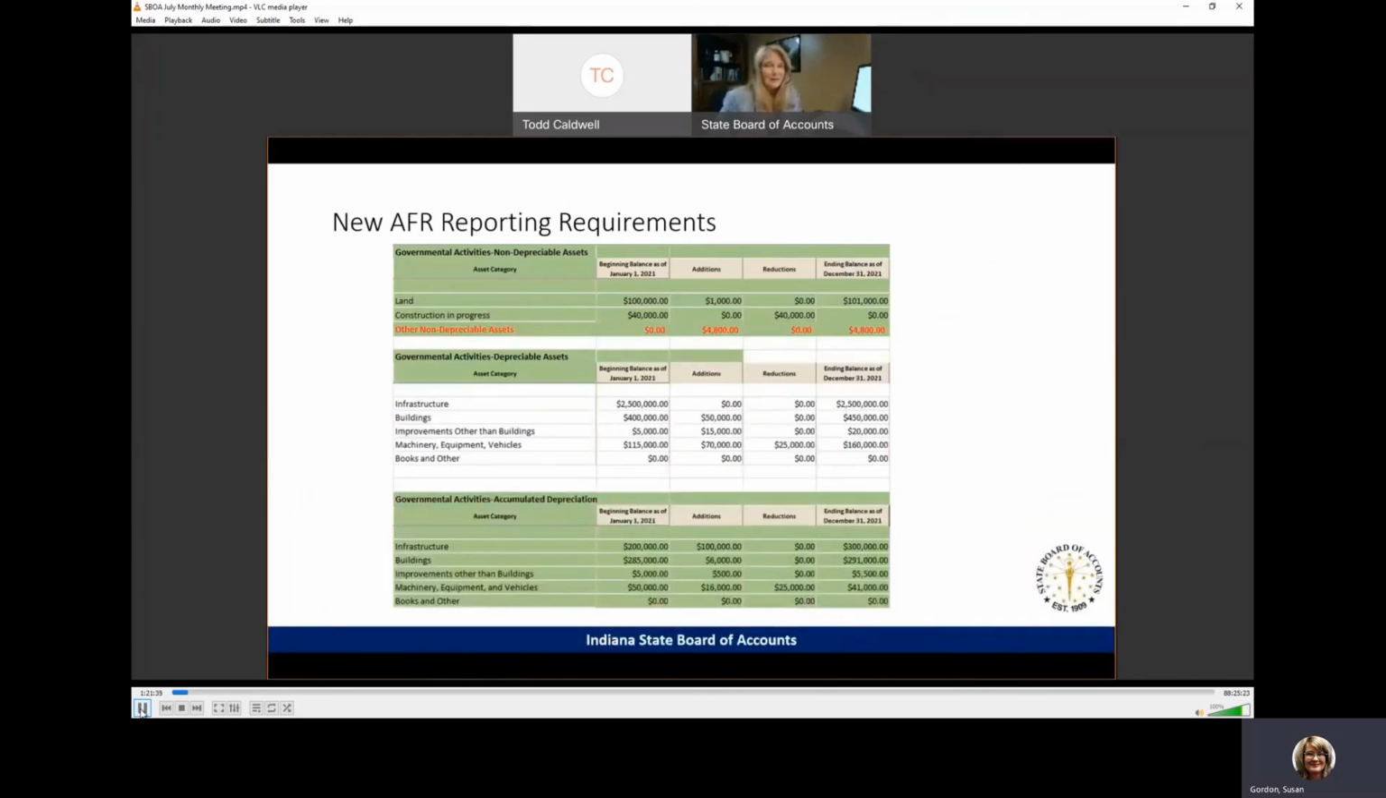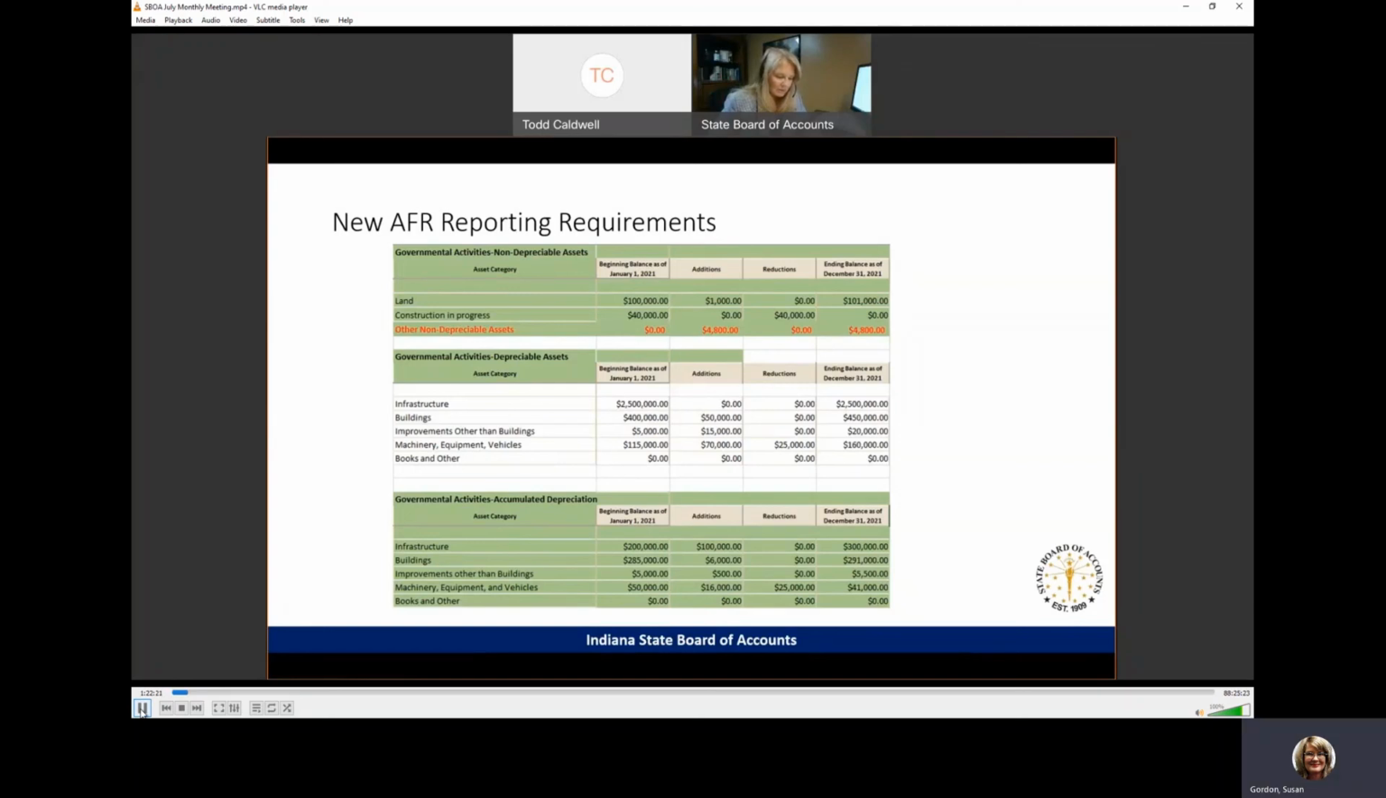Okay, so we went through all of that, and now we have the AFR that we're going to have to deal with next year. And this is what I have been told it is going to look like. So you'll be entering your land there at the top. You'll start with your beginning balance, additions, reductions, and ending balance. Same thing for construction in progress and other non-depreciable assets, which perhaps would be artwork. Those are all three at the top because those are not depreciated. Then in this next column, there's going to be depreciable assets, and you'll have infrastructure, buildings, improvements other than buildings, machinery, equipment, and vehicles, and books and other.